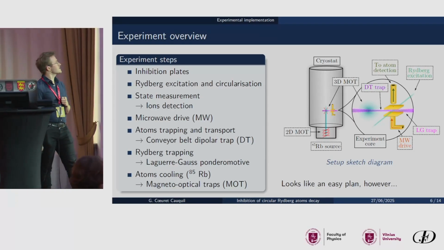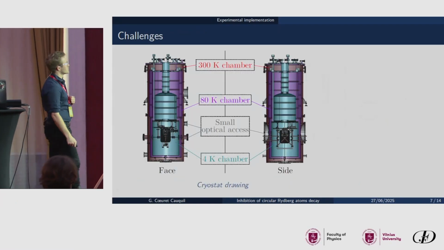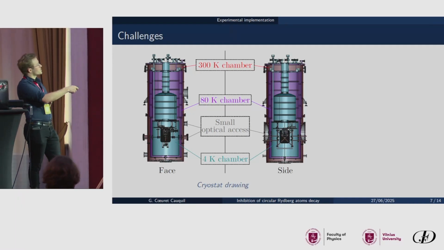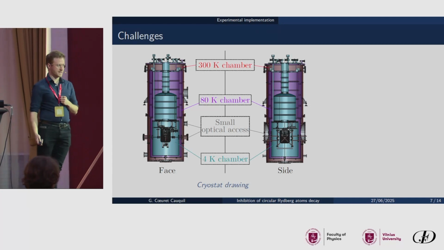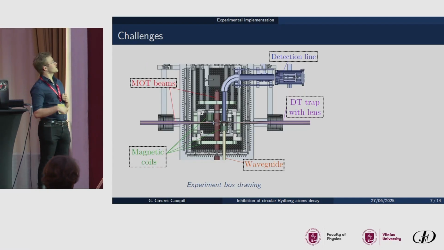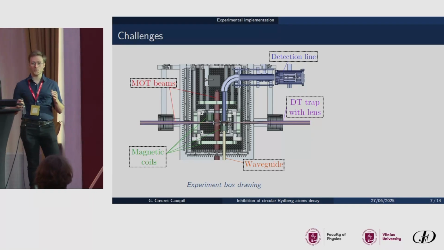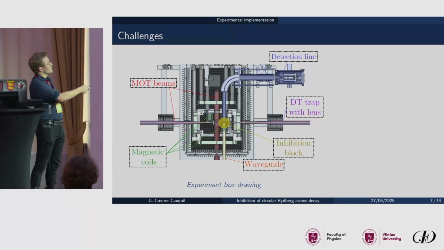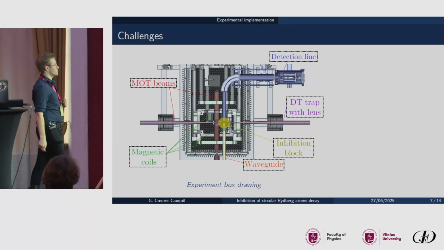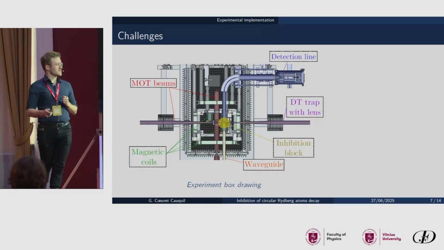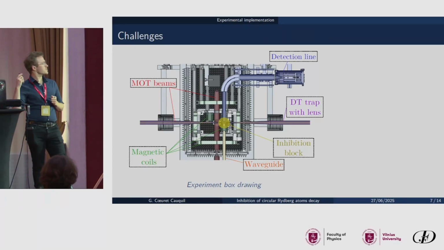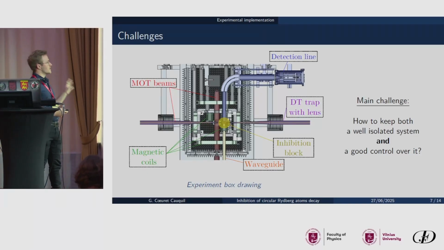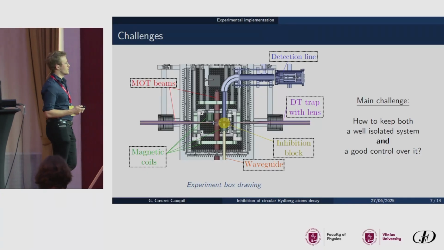But the thing is that as soon as you start to look at what a real cryostat looks like, it's a bit more messy. You have different shields and different chambers, which means that you have a very small optical access. And in addition, if you start to look at the experiment core that we designed, you want to have many different elements in a very compact way, in the middle of which you will have a very small region in which you will have the inhibition block. With this, I just want to draw your attention to the fact that the main challenge here is that we want to have both a well-isolated system together with a very good control over it.